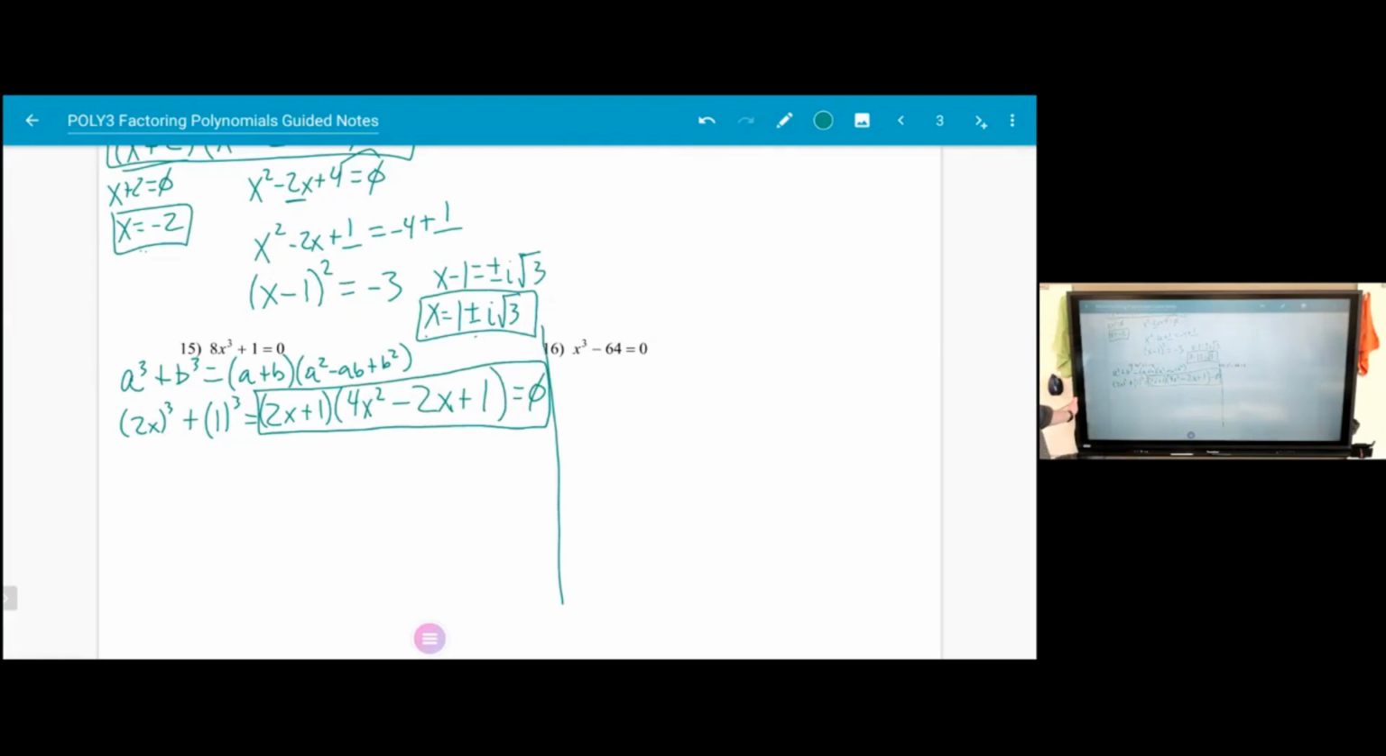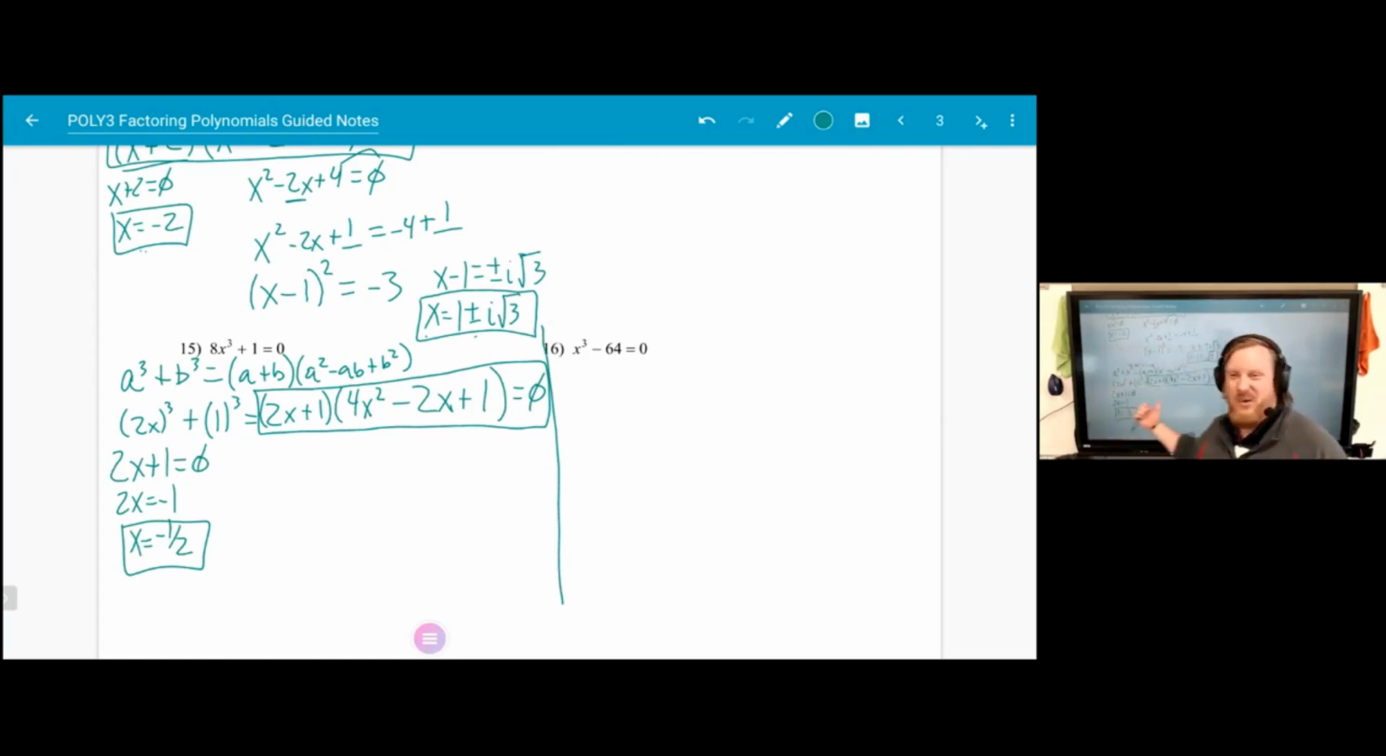Okay, now we got to find the roots. Well, the first one, pretty straightforward. 2x plus 1 equals 0. 2x equals -1. X equals -½. Our next one, though, oh boy, we got some quadratic formula going on.